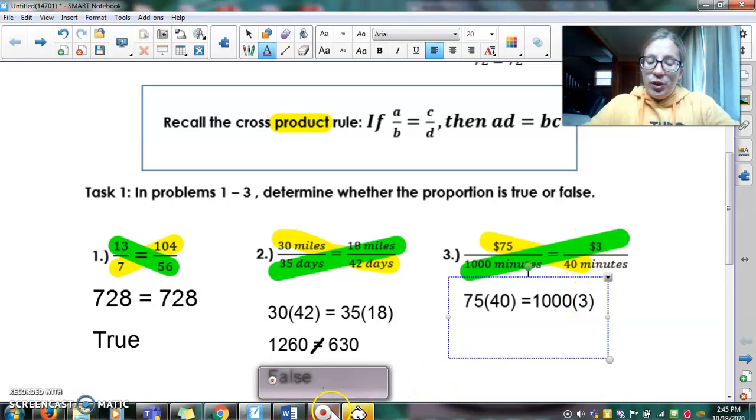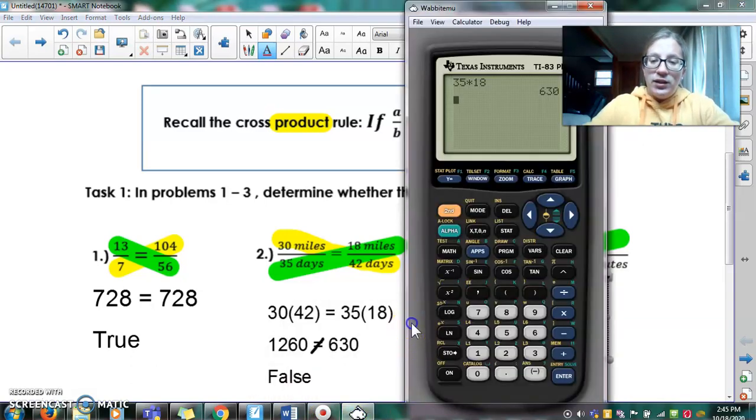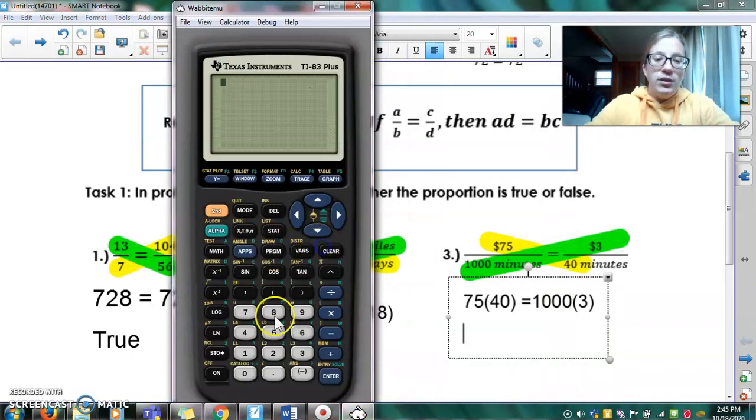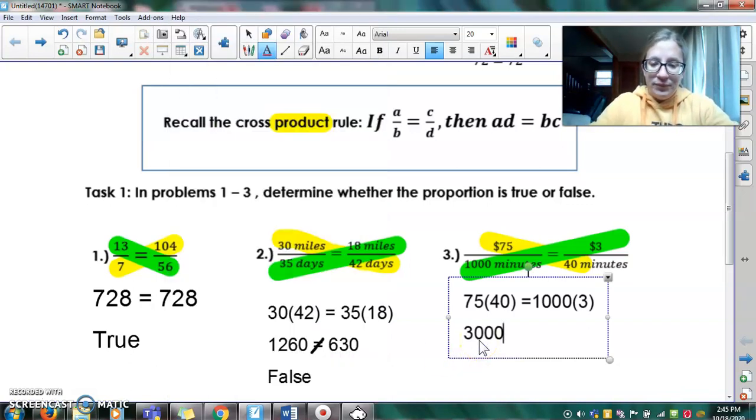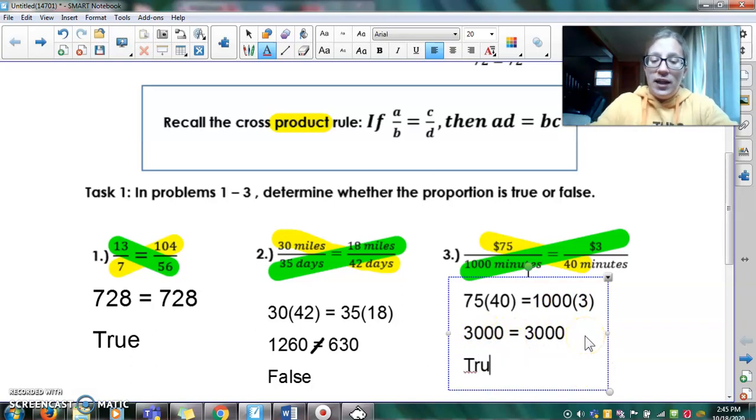So, putting it into our calculators, our very first one is going to be 75 times 40. You can also use parentheses to show multiplication, or you could just use the times button. And that gives us 3,000. If we do 1,000 times 3, you will also get 3,000. Because these are two equal numbers, this statement is true. Yes, these are two equal fractions.